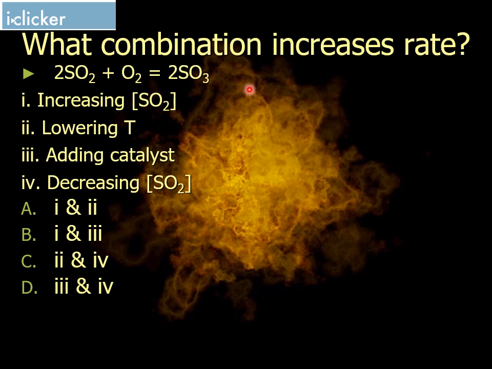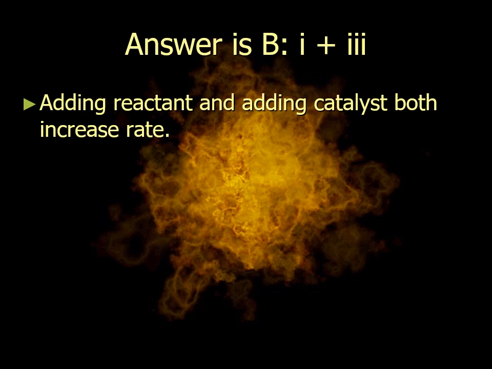So we'll wrap up. What combination of these factors would increase the reaction rate? So we've got four things: increasing the SO2, lowering the temperature, adding a catalyst, or decreasing the SO2. So there's one combination of two that's correct. Pause the narration. We'll reveal the answer on the next slide.